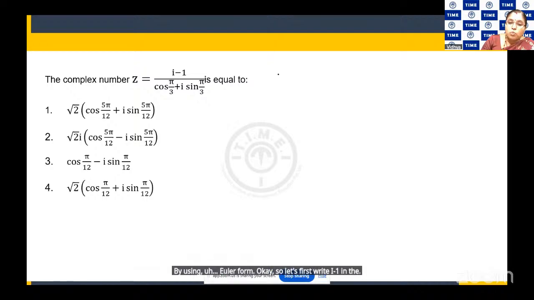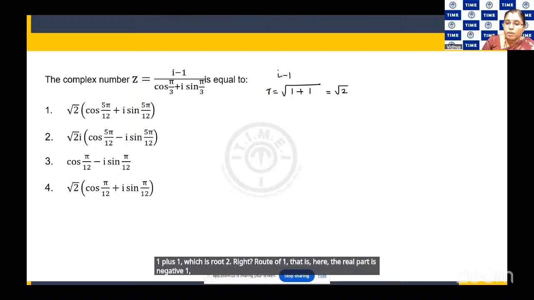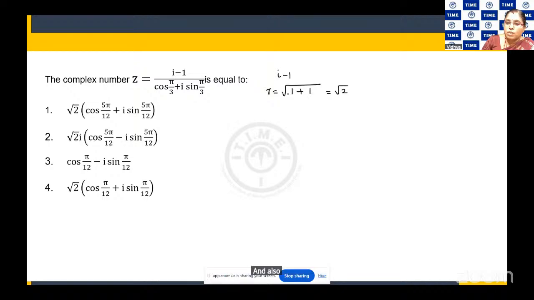So how will you write i minus 1? What is the modulus? R is equal to root of 1 plus 1, which is root 2, right? Here the real part is negative 1, square is 1, and the imaginary part is positive 1, square is also 1. So the modulus is root 2. And for the amplitude, which quadrant is this in? The real part is negative and the imaginary part is 1, so this is in the second quadrant.